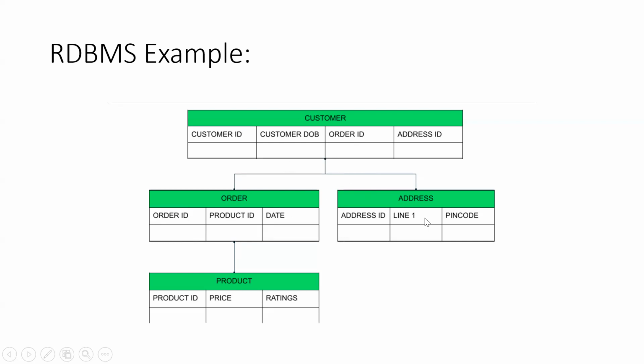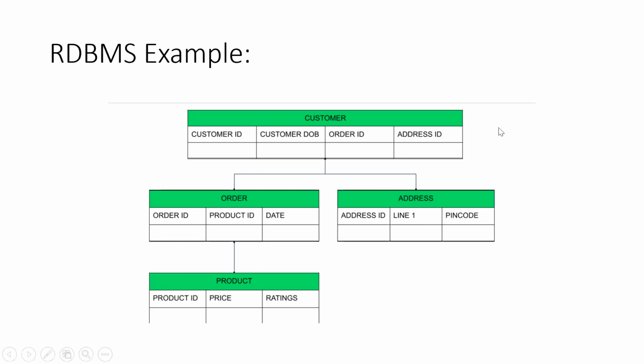Now the question may arise: why are we splitting those tables? We could store only a single table. In the single table we would have the columns customer ID, customer date of birth. Instead of order ID, I can put product ID and date. Instead of address ID, I can put two different columns, address ID, and also line 1 and pin code. For product, I can also include product ID, price, rating. So all the things would be in a single table so that I can check the data when required.